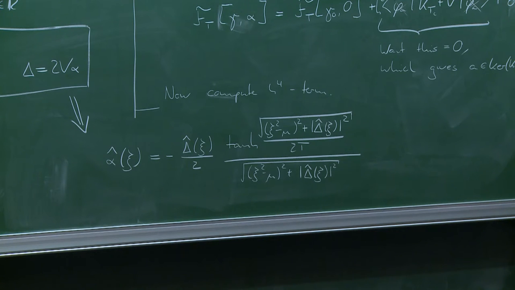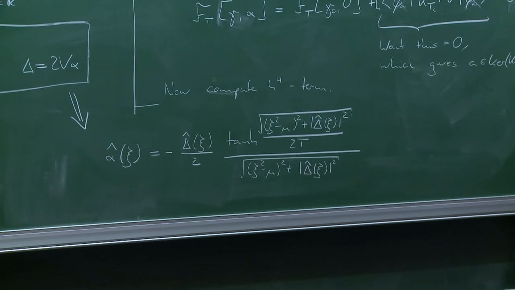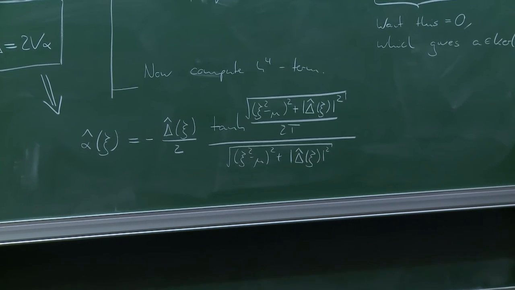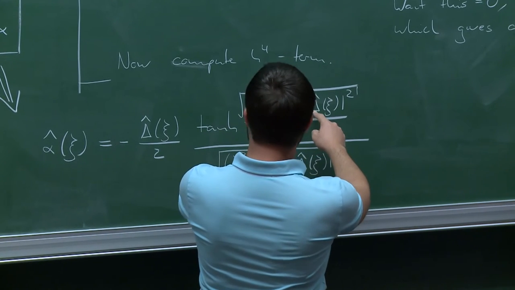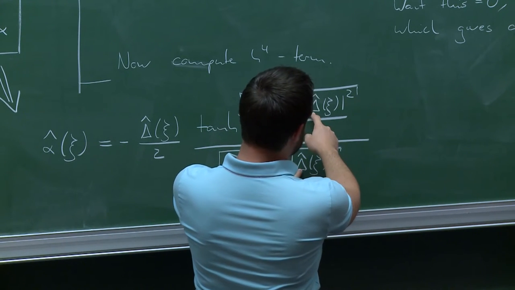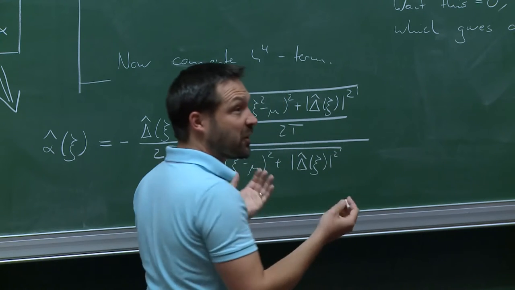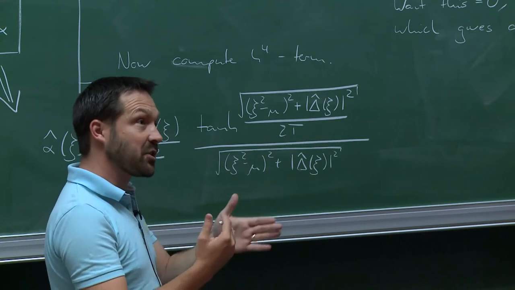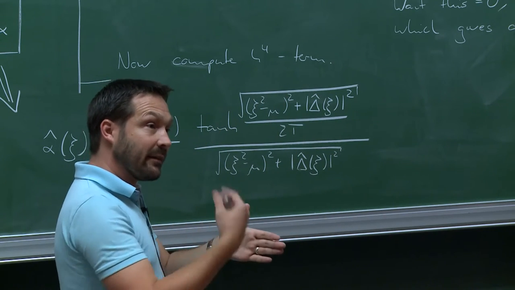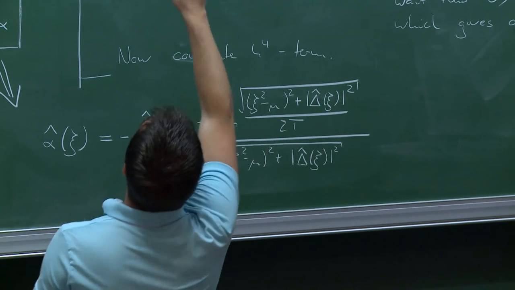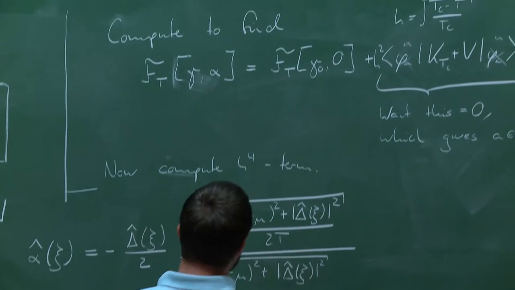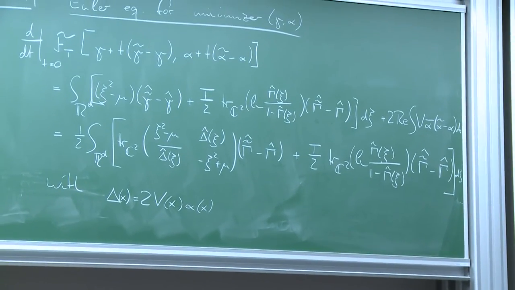Okay, so that's the Euler equation, or at least part of the Euler equation rewritten. Now, let us assume for a moment that delta is small. That's what we want to show: that if the temperature is close to the critical one, then the superconductivity disappears. So alpha is small, so delta is also small. To leading order, we can ignore the delta term here. And what do we get?